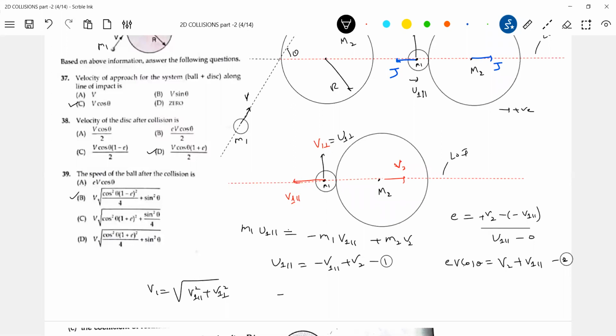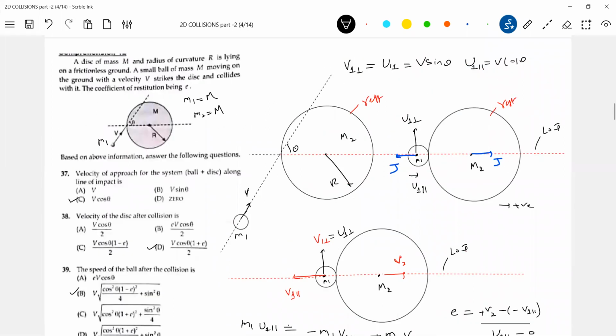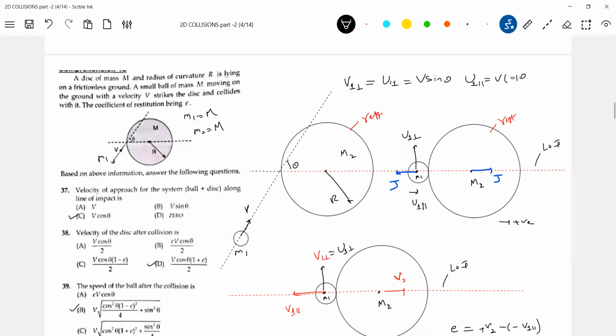Now let's come to the velocity of the disk after collision and the speed of the ball after collision. I think that's what they're asking, v2 and v1. Then afterwards, the velocity of approach of the system, ball plus disk, along the line of impact. What is the velocity of approach? Only v cos theta, no? Because the disk is at rest.